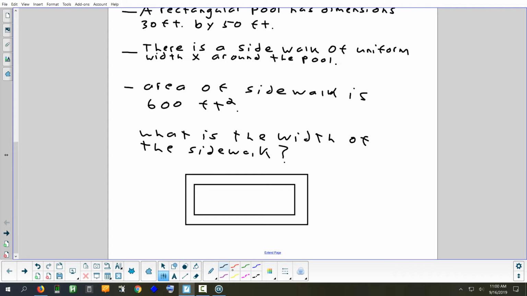What are the dimensions of the pool again? 30 feet by 50 feet. Okay, so 30 by 50. And the width of the sidewalk we don't know, and what did they tell us to call it? Yep, we're going to call it x. Any questions on that picture?